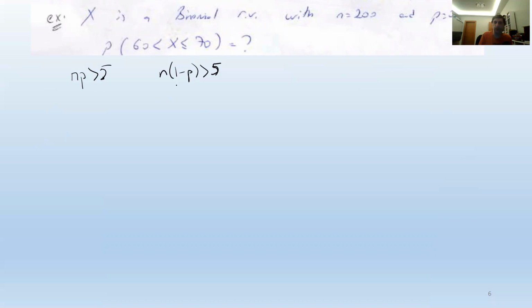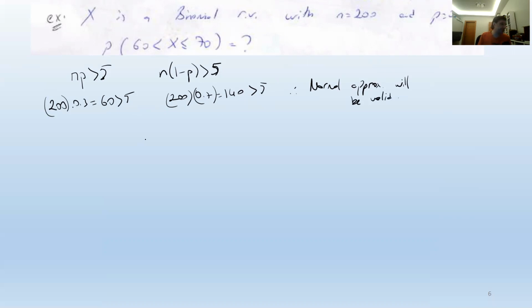So in order to use normal approximation, first we have to do this check. 200 times 0.3 is going to be equal to 60, which is greater than 5, and 200 times 0.7 is going to be equal to 140, which is greater than 5. That's great. Okay, so therefore, normal approximation will be valid.